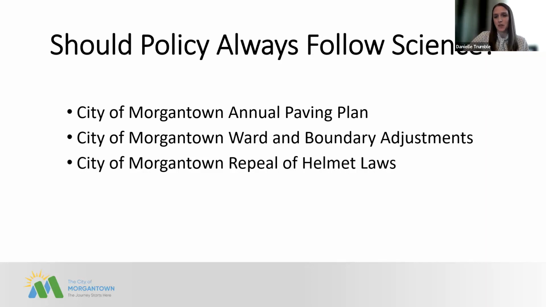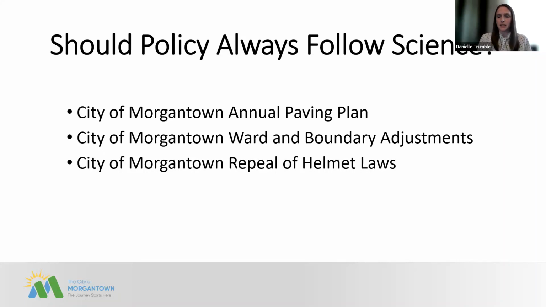So as we're looking at the data with that, we also have to take into account how people that live in those areas feel about that. And another example, very briefly, at the end of 2021, the city's traffic engineer came to us asking us to repeal the city's mandatory helmet laws.